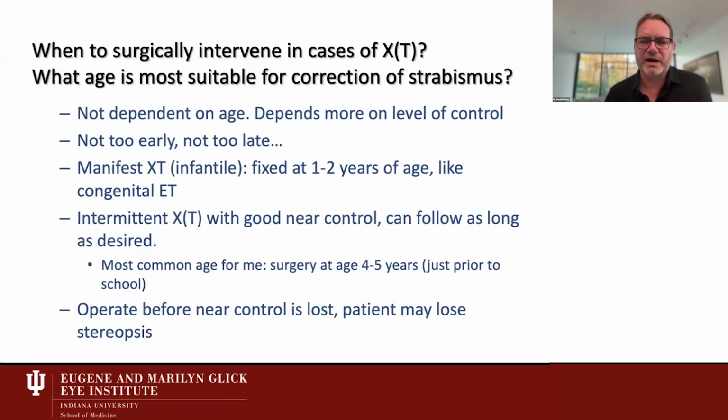When I talk to parents and try to get them to wait a little bit, I describe this as a piece of fruit that's ripening. You don't want to eat that fruit too early or it's not going to be good, and you don't want to do it too late or it's not going to be good. So you're trying to time it just right to get the best result and in the safest manner possible relative to the anesthesia and the amblyopia.